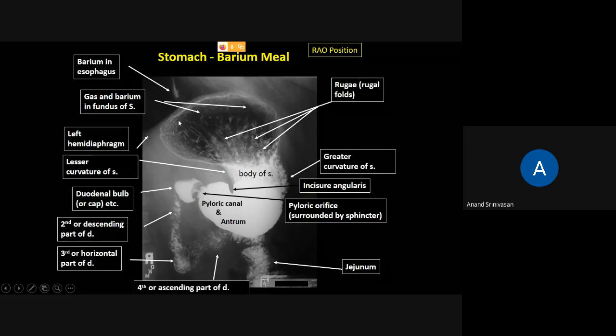It can be due to peritonitis, perforation. That is one of the common things which you should not miss. So the diaphragm: look if there is any radiolucent area between the stomach and the diaphragm, which might indicate perforation.